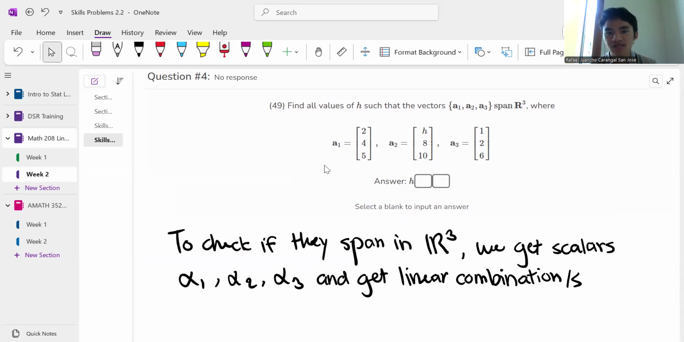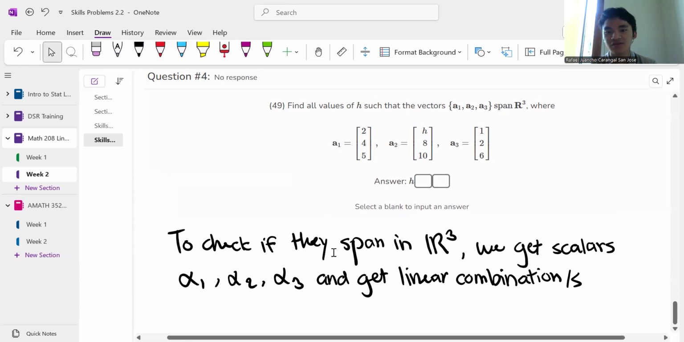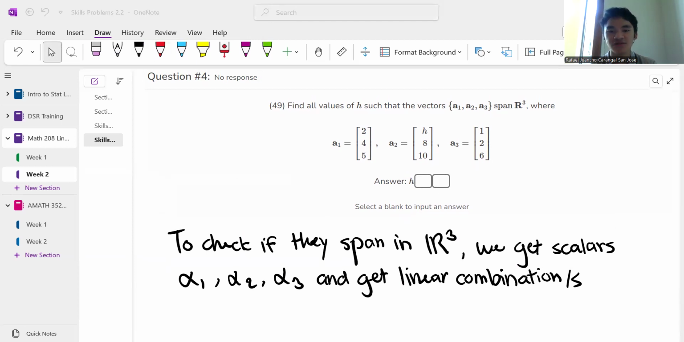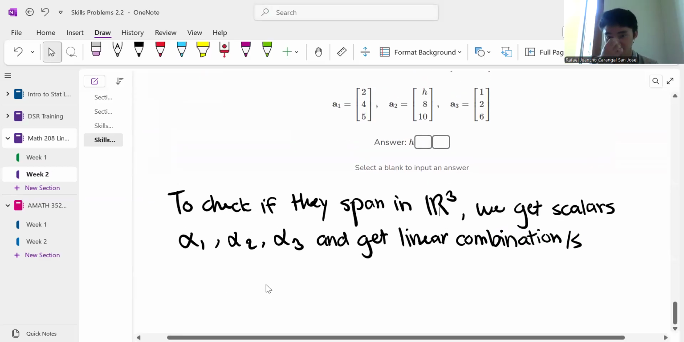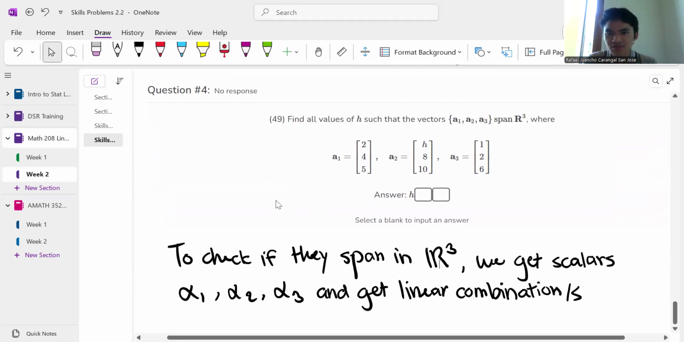Oh, we're asked to find all values of h, and it's giving us a clue that the h has two values. Oh, wait a minute. Oh, it's asking for a set. H greater than or equal to, H not equal. Okay, sure. Let's just try this out first, yeah? Let's get their linear combinations. Says here it spans R3.